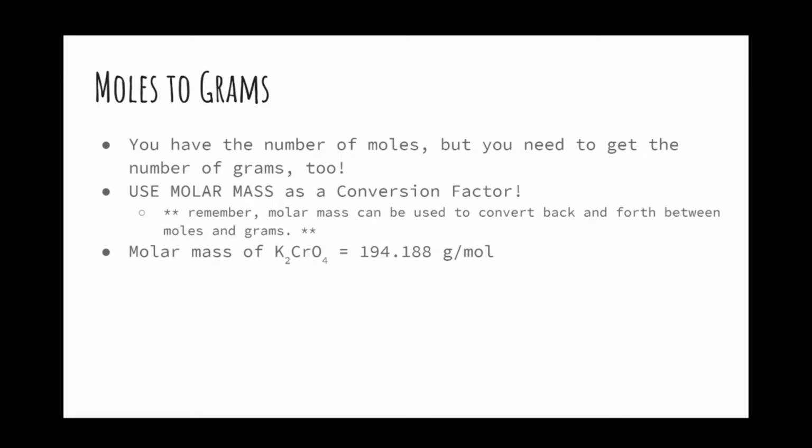The molar mass is 194.188 grams per mole. Now, I calculated that using my periodic table, and if you don't remember how to do that, make sure you go back and watch the video where I talk about molar mass and how to calculate that value. Now, if I were to write this out, I would say that 1 mole of potassium chromate, if I wanted to weigh that out, it would weigh 194.188 grams. So now we have this conversion factor, and now we can convert our moles, which we got in the previous one, into grams.